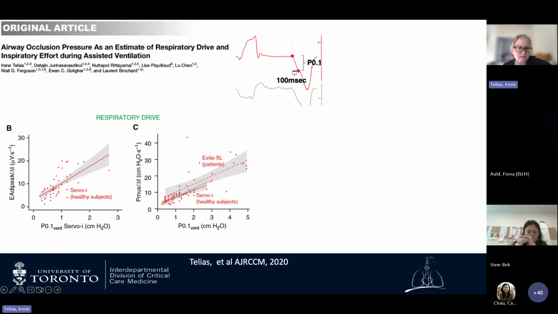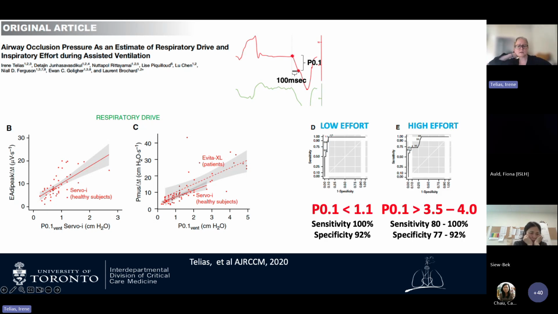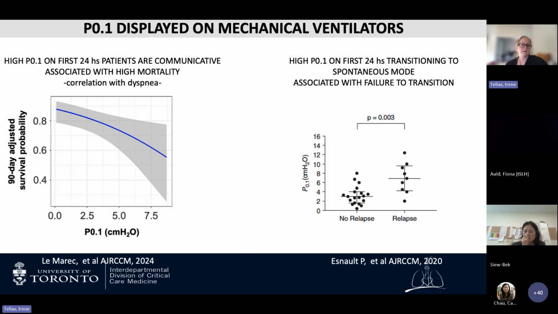Okay, so we did a study to validate the use of P.1, the one that is directly displayed on the ventilator screen, and we showed that in different ventilators, P.1 correlates with alternative measures of respiratory drive. And the other nice thing we showed is that we can use extreme values of P.1, less than 1 and more than 4 centimeters of water, as estimates of effort, okay? Reasonably accurately. Then other scientists did show that extreme values of P.1, as in the study that I showed you, do correlate with meaningful outcomes.